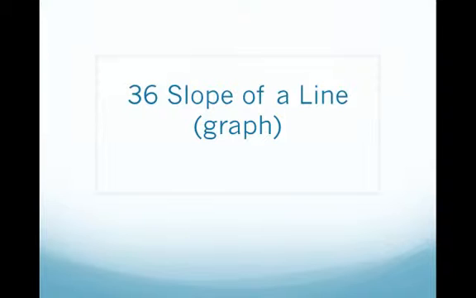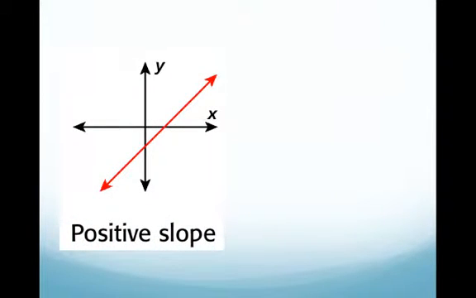Lesson 36, Slope of a line on a graph. A positive slope should start low and go high, and it should be a straight line. So again, a positive slope should start low and go high from left to right.